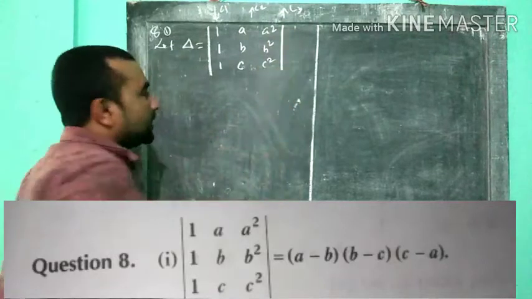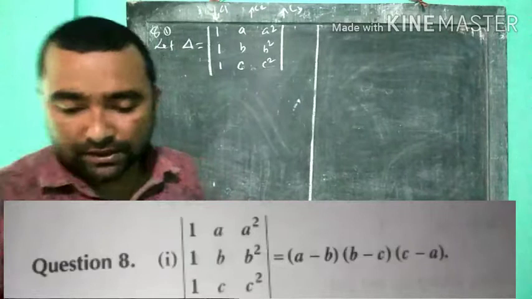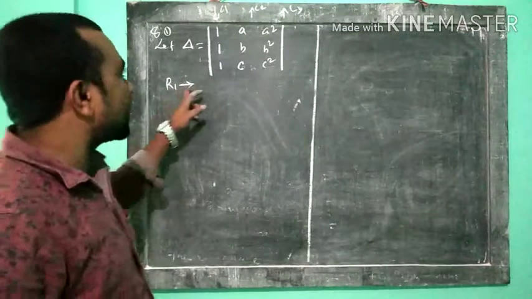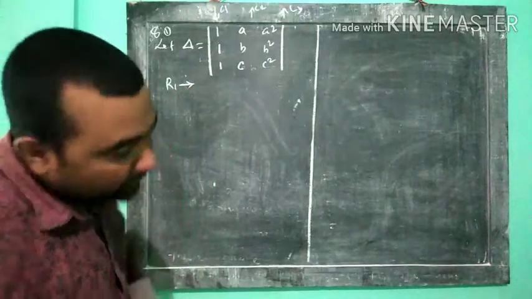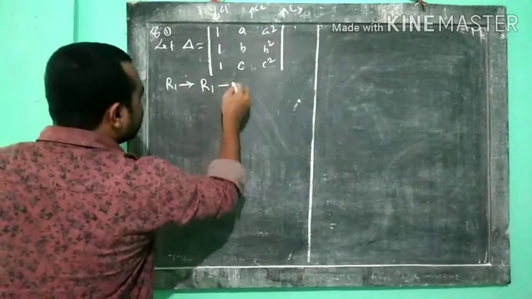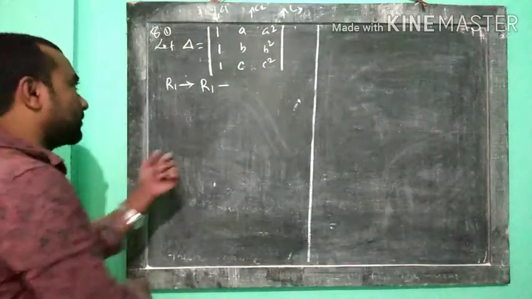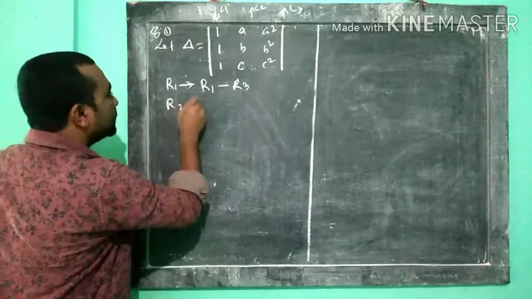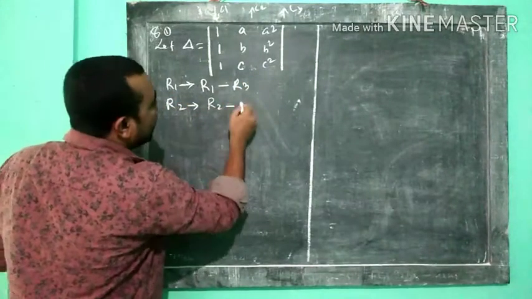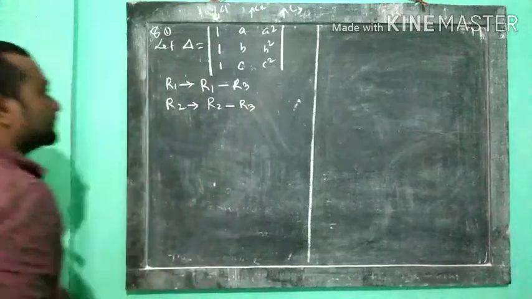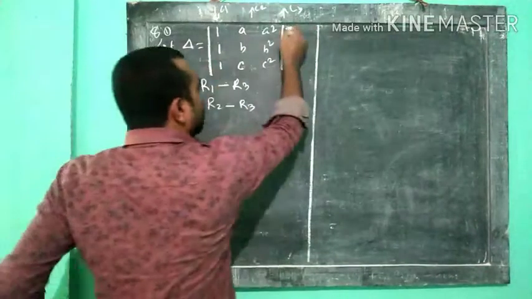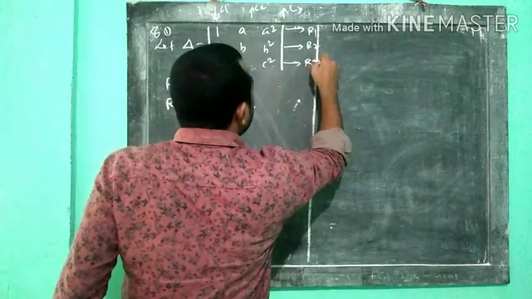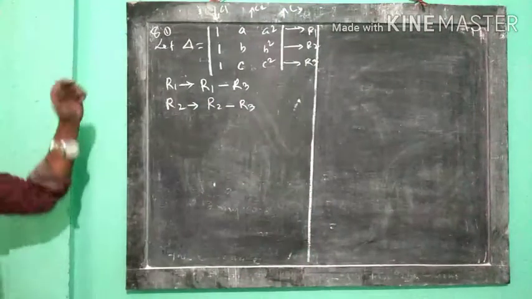So what operation do we have to use here? Using R1 tends to R1 minus R3, and R2 tends to R2 minus R3. R1 means the first row, this is the second row, and this is the third row. This is R1, R2, and this is R3. So first we are applying this operation.